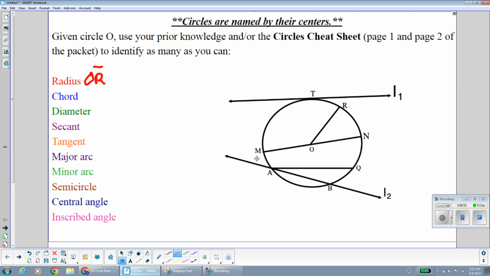A chord is a segment in a circle that doesn't pass through the center. So, for example, AQ would be a chord because it is a segment in the circle, but it doesn't pass through the center. MON would be a diameter of the circle because it's a chord that does pass through the center.